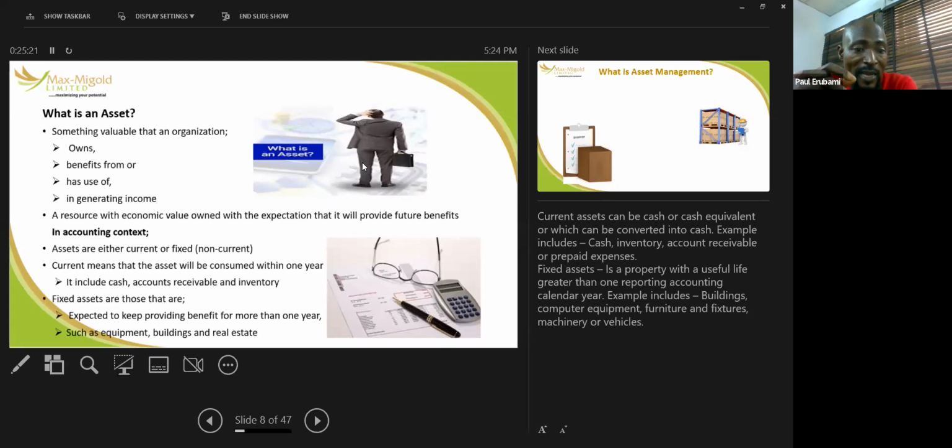Current means that the asset will be used within 1 year. And what are those current assets? Current assets can be cash or cash equivalent, or which can be converted into cash. Anything that can be converted into cash. Examples include your cash, your inventory, your account receivable, or your prepaid expenses. These are all classified under current assets.